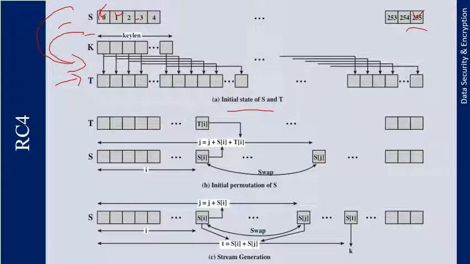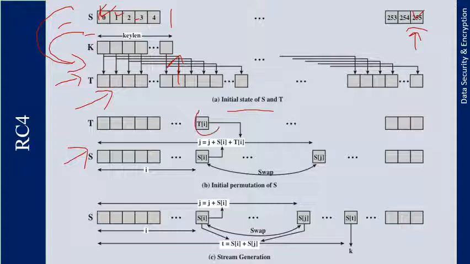This involves starting with S0 and going through S255. For each location, you swap the value at that location with another byte in S, according to the scheme dictated by the set described in T. So you pick two values from S and T and swap these values to generate the next set of values.